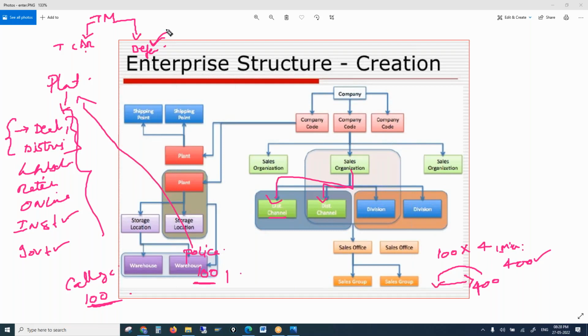That means what material a customer can buy is filtered at the distribution level itself. The distribution channel itself filters what materials the customer can buy. Later we'll see various ways of controlling what materials a customer can or cannot buy. If you want to restrict a customer from buying some materials, there are various functionalities. But at a very high level, at the distribution channel itself, we can control what materials a customer can buy.